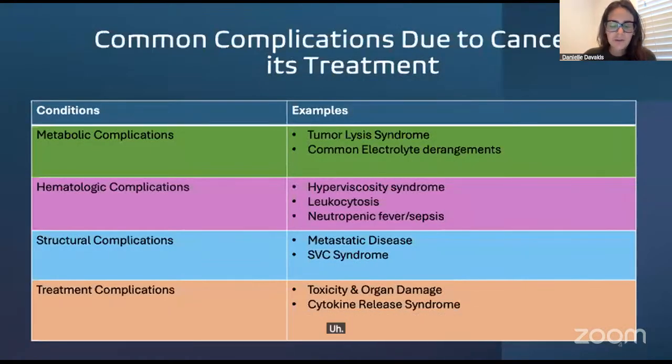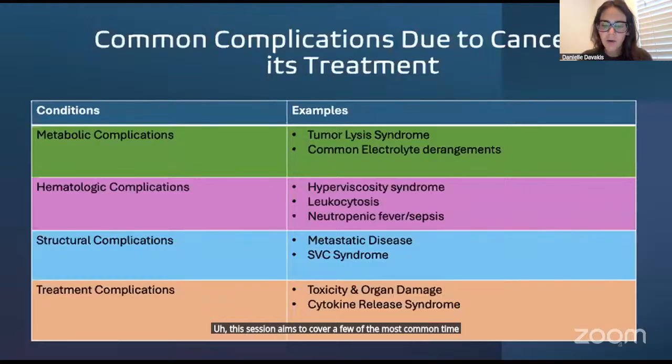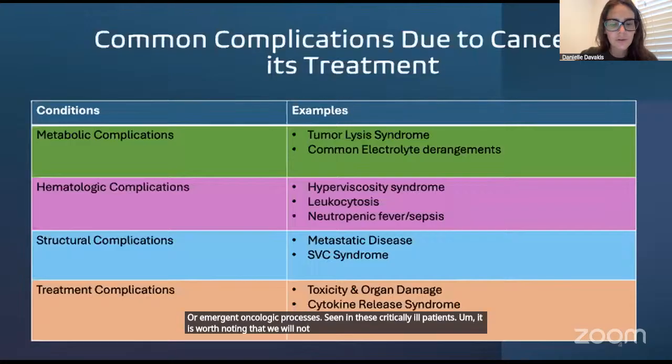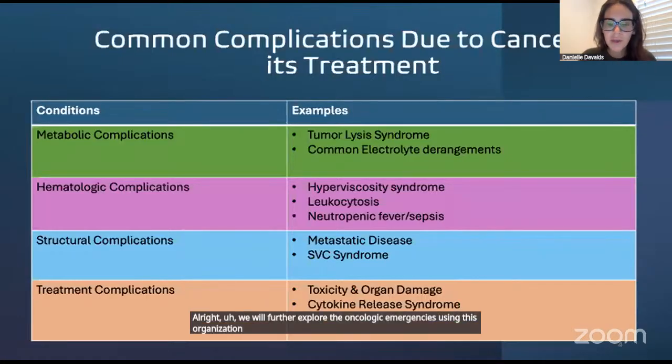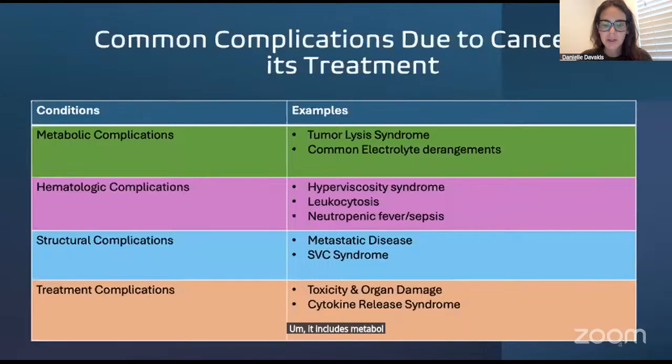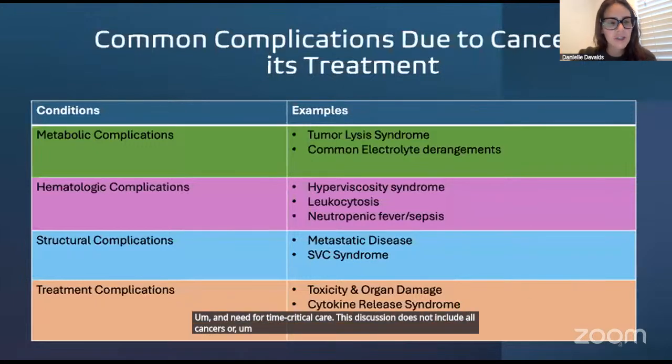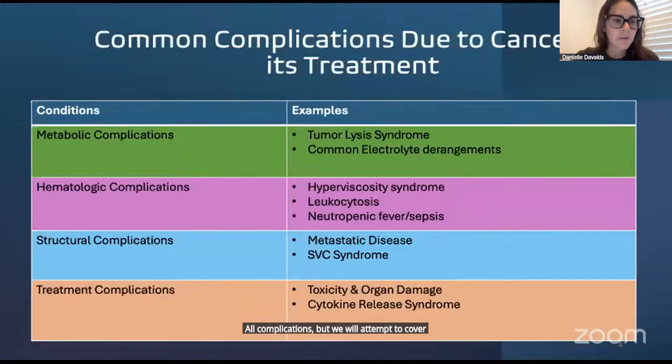This session aims to cover a few of the most common time-critical or emergent oncologic processes seen in these critically ill patients. It is worth noting that we will not cover all cancers or all complications that can occur. All right, we will further explore the oncologic emergencies using this organization table. It includes metabolic, hematologic, structural, and treatment-related conditions that can lead to critical illness and need for time-critical care. This discussion does not include all cancers or all complications, but we will attempt to cover the most severe and life-threatening.